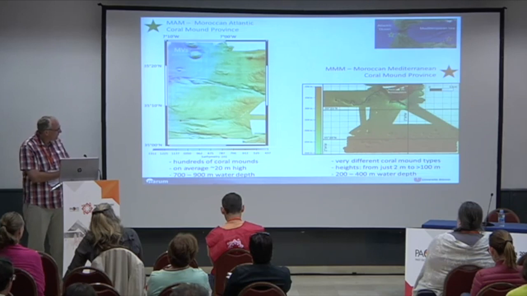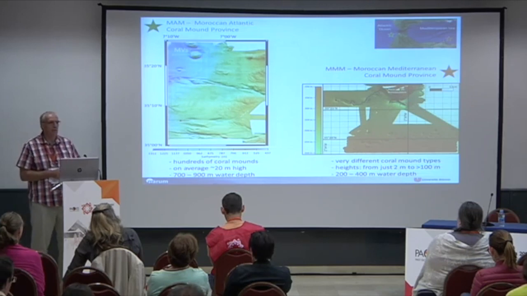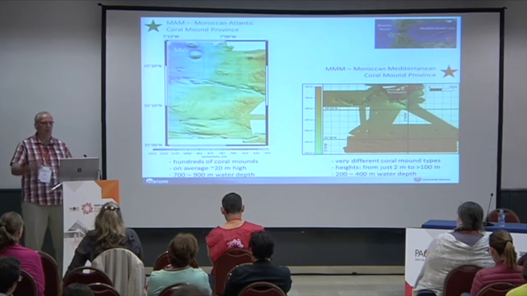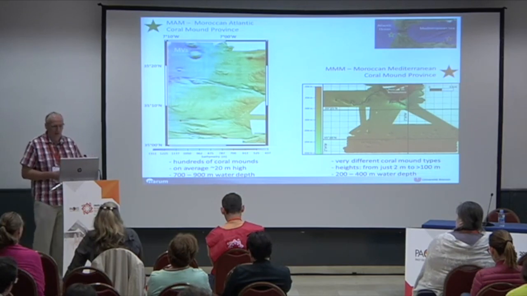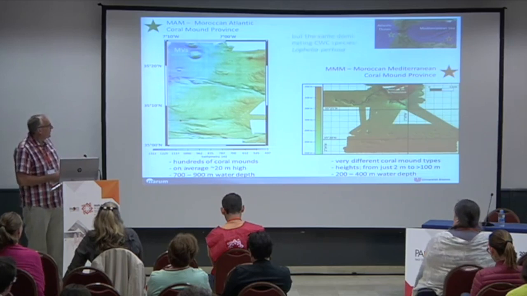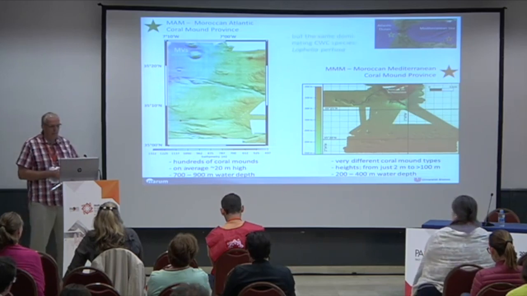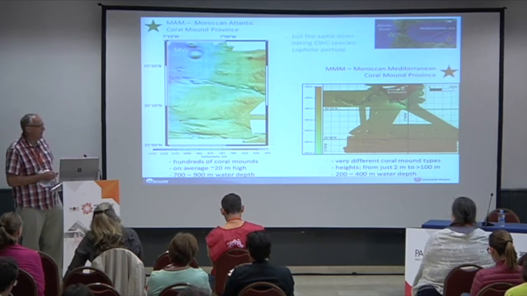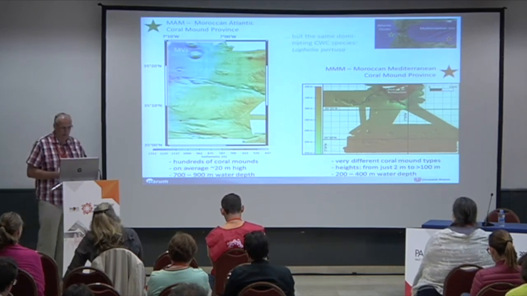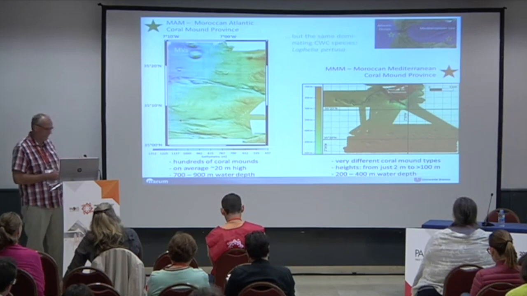And in this particular ridge here, we drilled down to 70 meters, and 70 meters below the seafloor, it was still cold water coral. So the entire ridge is made up of these creatures. And at both sites, we have the same dominating species. That's Lophelia pertusa. That's the most prominent one we have in the Atlantic, and that's also the most common at these two sites.